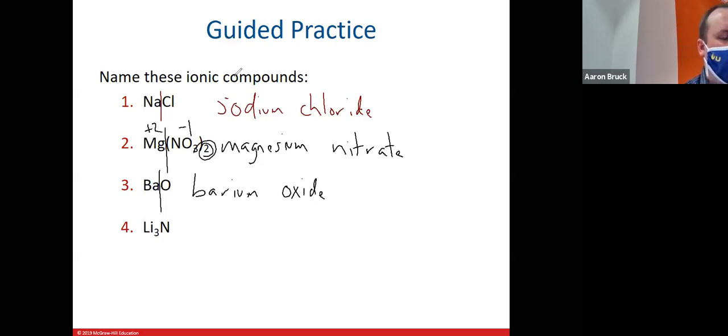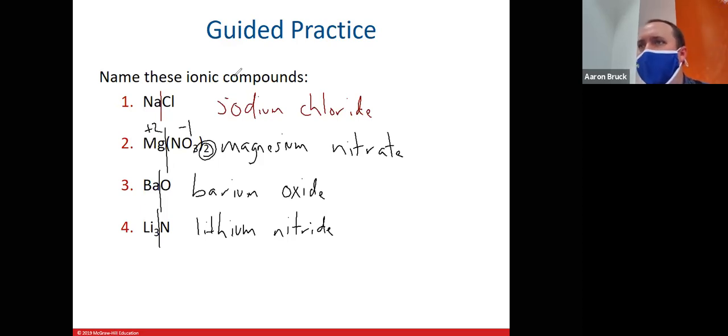Last one, lithium and nitrogen. Lithium is a metal, nitrogen is a non-metal. So I split it there. Lithium is the name of the cation. The nitrogen is the anion. Fix the ending to IDE. Lithium nitride is the product. And again, the subscript here is all about charge differential. Nitrogen is a -3 ion. Lithium is a +1 ion. I need 3 lithiums to balance out the nitride.